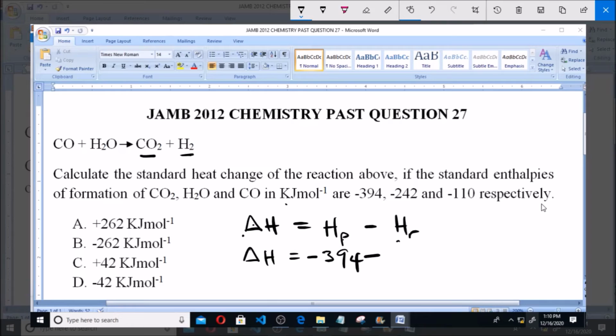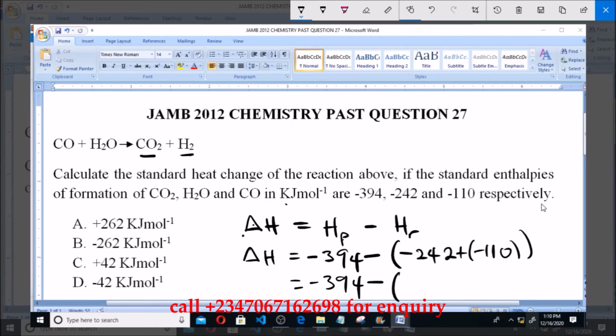-394 minus, now the heat content of the reactants will be that of carbon monoxide plus that of water, and the heat content of carbon monoxide is -110, so plus that of water, which is -242. So this is equal to -394 minus -352.